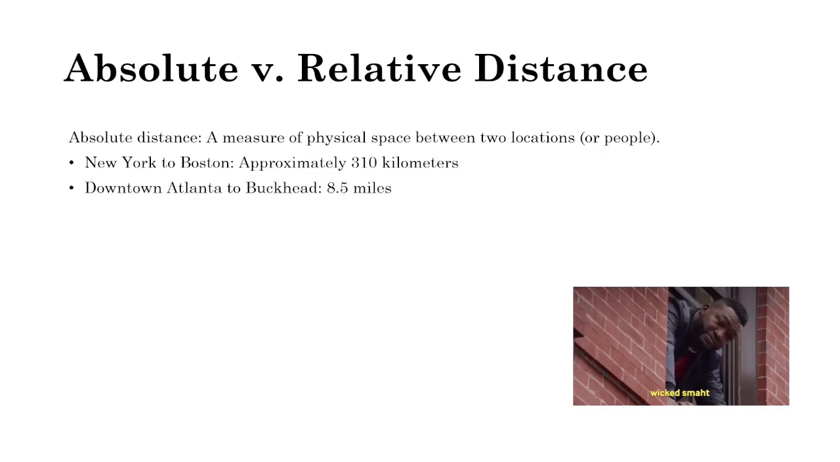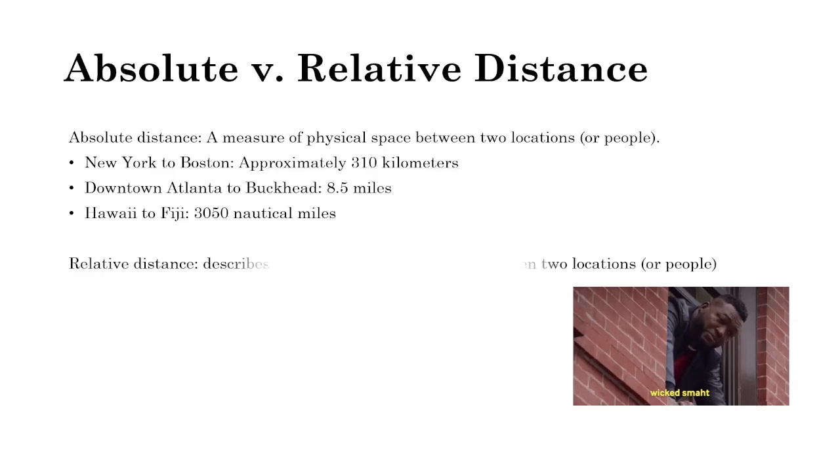We're going to move away from the maps for just a little bit and talk about distance, direction, and location. All right? So absolute distance is a measure of physical space between two locations, or people per se, or two environments. It's what you think of when you think of distance in terms of something like kilometers or miles. You could even do it in nautical miles. And typically we use nautical miles when discussing the ocean or another big body of water here. Your GPS gives you something in absolute distance.